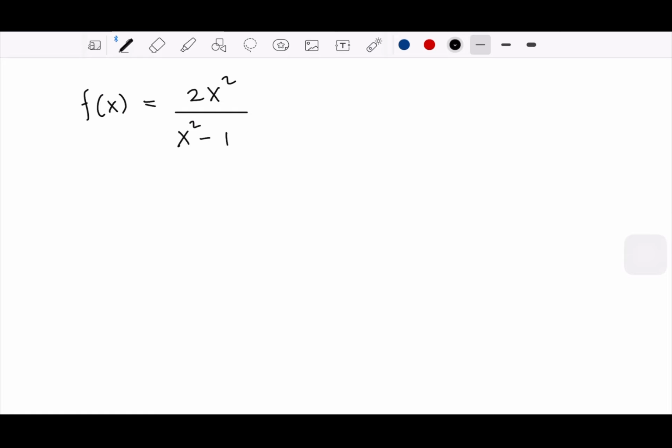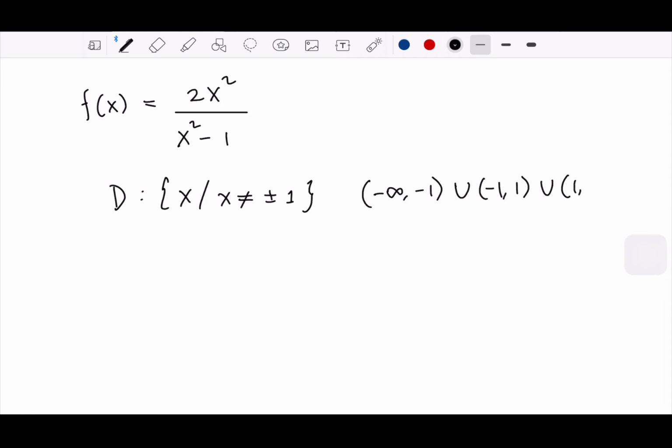If we follow step by step from the previous ones, we can write the domain. And the domain is, I think, very clear: x should not be equal to plus or minus 1, right? Or it depends on how you are going to write this. You can also write it in terms of intervals if you want. Both are okay.